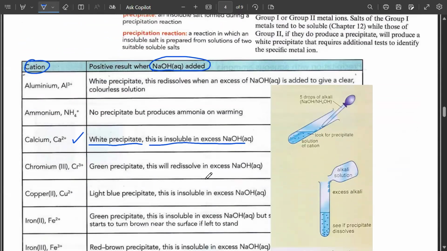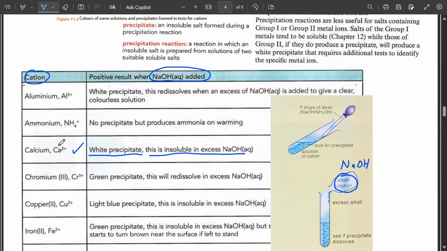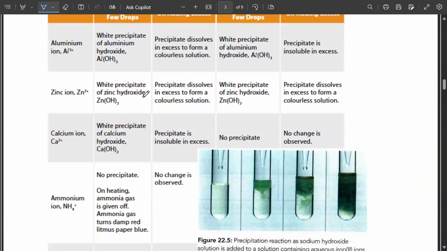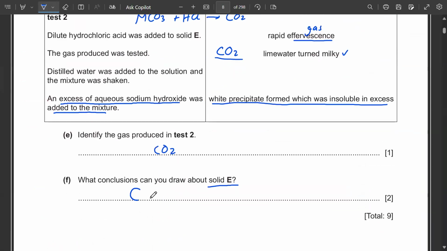So even if you drop excess amount of the alkaline solution, which in this case is NaOH, then the precipitate will remain inside of the test tube. That is an indication of the calcium ion in the compound. You can see from here as well as from here. This table also indicates that sodium hydroxide is added to the solution containing calcium ions and precipitate is insoluble in excess. So this is an indication that the compound should be calcium carbonate. It is calcium carbonate compound.